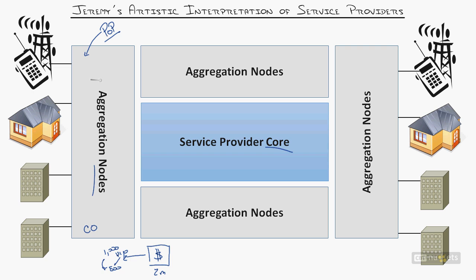So the aggregation nodes allow you to reach your customer through a variety of methods. Now, up here, I'm not even going to touch much of this in this series, but you've got cellular technology, right, where you can bridge out and reach people's mobile devices.